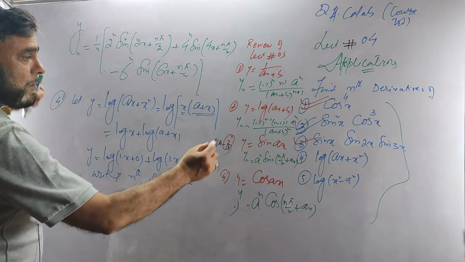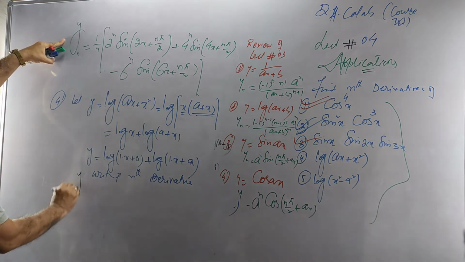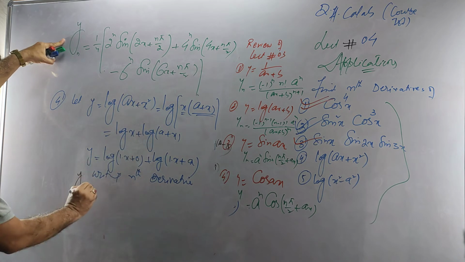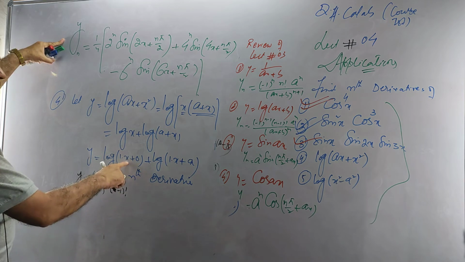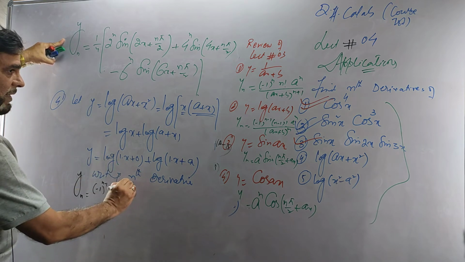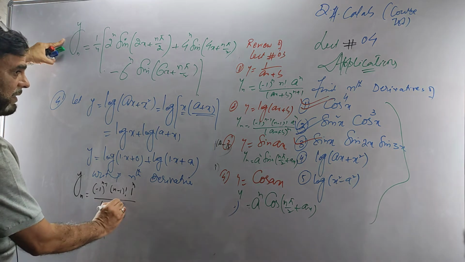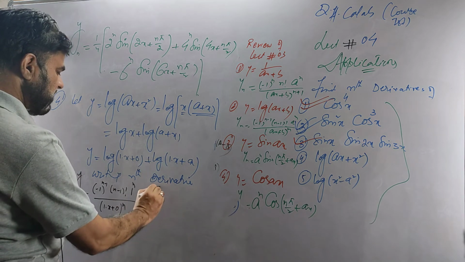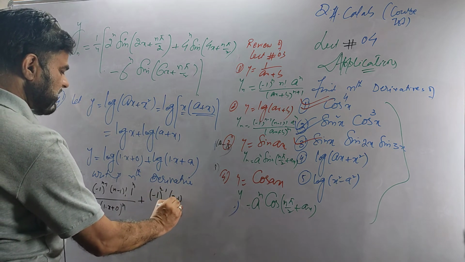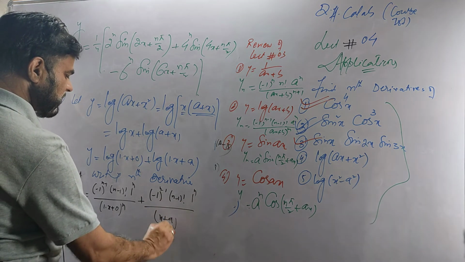Follow this formula. yn is equal to minus 1 raised power n minus 1, n minus 1 factorial. Here the coefficient of x is 1, so 1 raised power n, by 1 into x plus 0 raised to power n, according to that formula. Then plus again minus 1 raised power n minus 1, n minus 1 factorial, 1 raised power n, by x plus a raised power n.